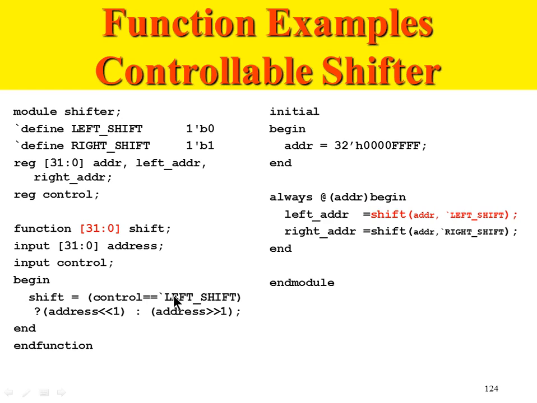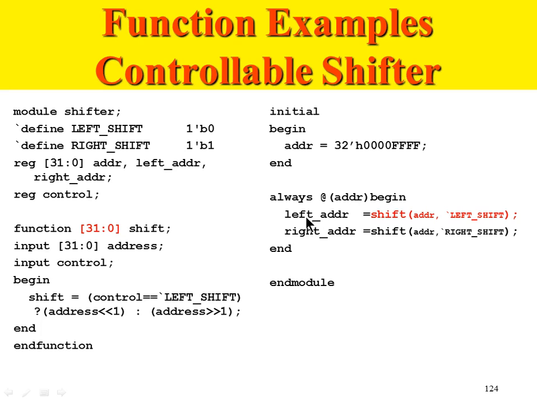Else, if control is not equal to left shift, it means it's right shift, it is equal to 1. In that case, the input address will be right shifted one time, and that right-shifted value will go to the shift output, 32 bits. End function. Initial block at a module level: initial begin, ADDR at a module level, I assign it some value, 0000FFFF. End. Always at ADDR, this is my always block sensitive to the ADDR signal.